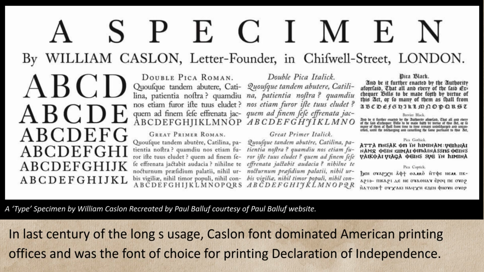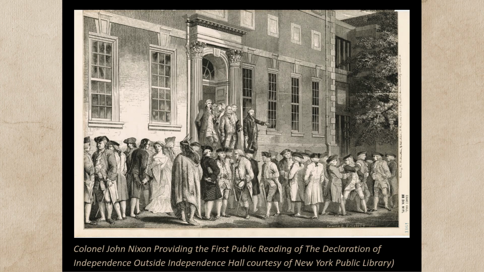In the last century of the long S use, Caslon font dominated American printing offices and was the font of choice for important documents printed during the American Revolution, such as the Declaration of Independence. On July 4, 1776, after finalizing the draft of the Declaration of Independence, the Continental Congress ordered it be published by Philadelphia printer John Dunlap, whose office used the Caslon font.